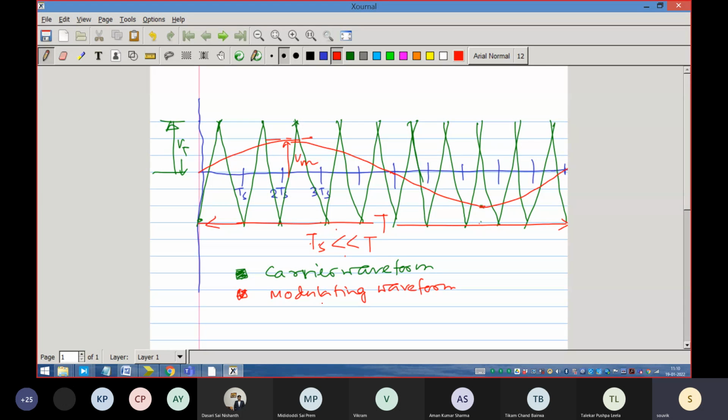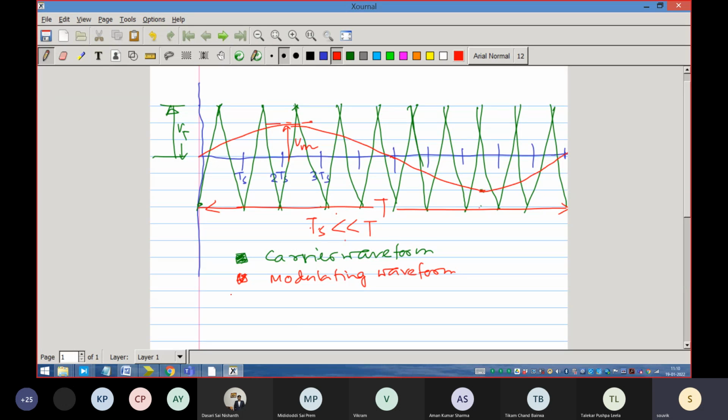So in the last class we saw that each period the duty ratio, if I define D, comes out to be half into 1 plus small m. That is the duty ratio, where small m is equal to m sine omega t, right? And here omega is equal to 1 by T. So m is called the modulating signal. M represents the modulating waveform.